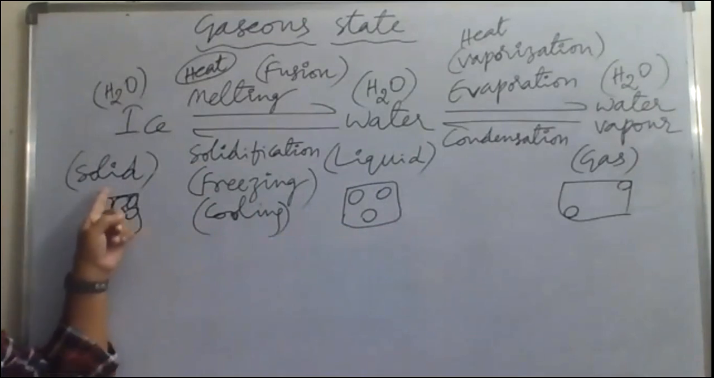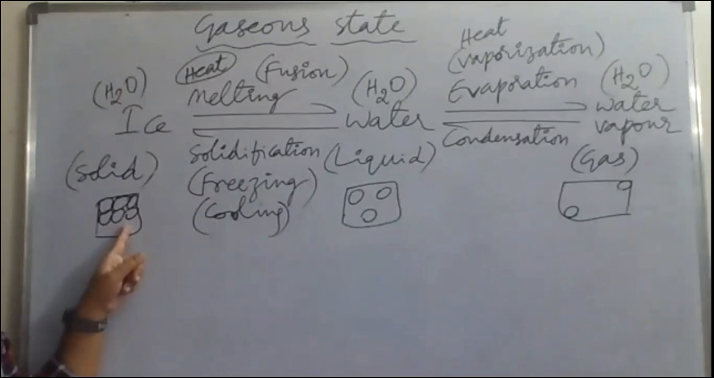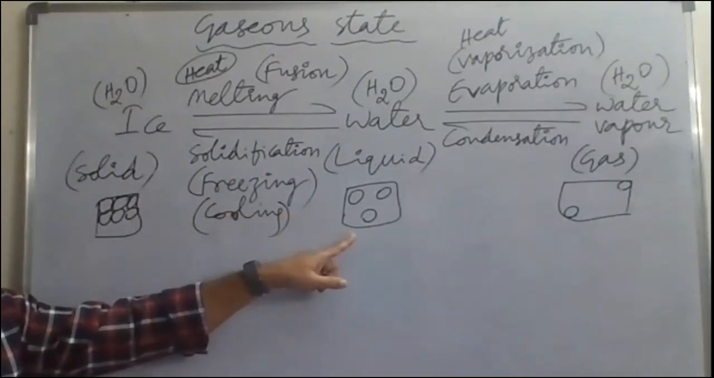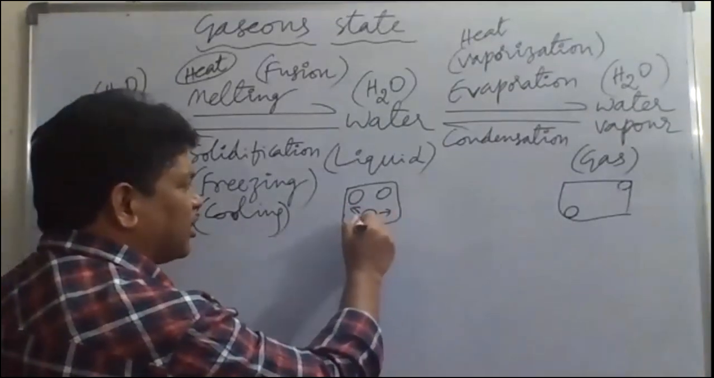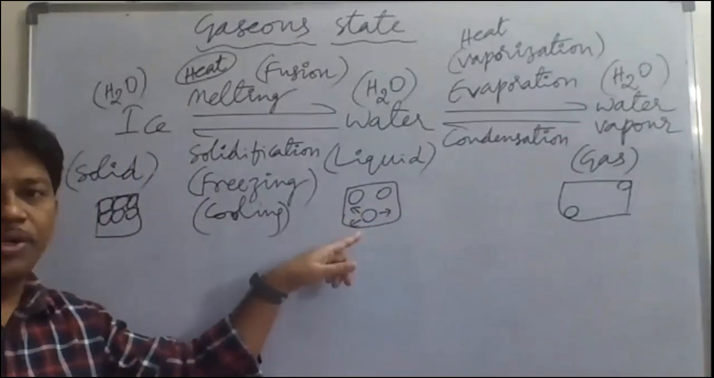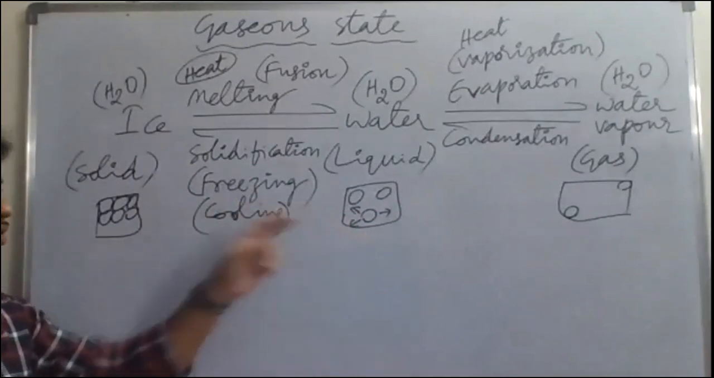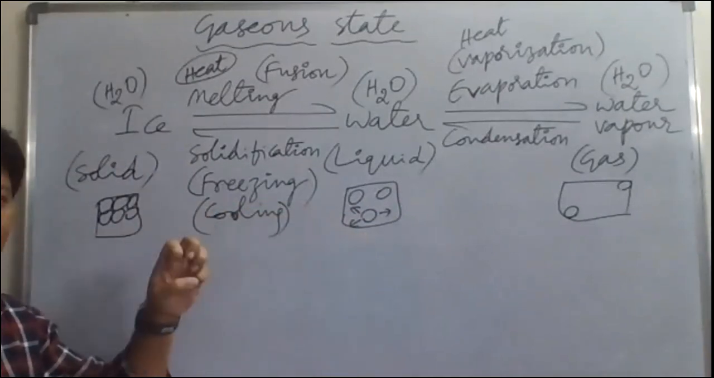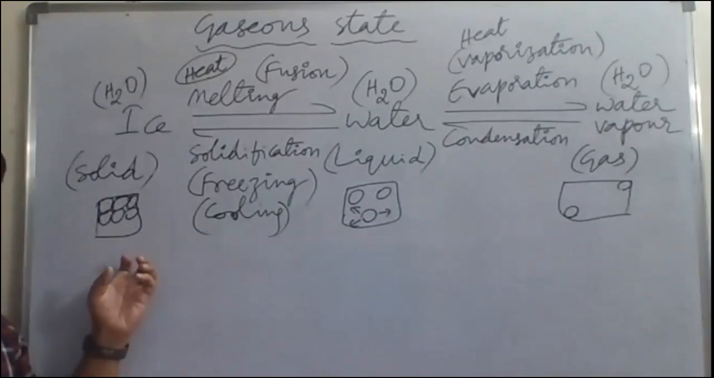Now, when you heat this solid into liquid, okay, here the particles are not moving from one place to another place. But here the particles are moving in random direction. Random direction means the particle may move in any direction, right? This is called random motion. In which case, liquid state or solid state, are the particles orderly packed, orderly arranged? In solid state, the particles are arranged in an orderly manner.